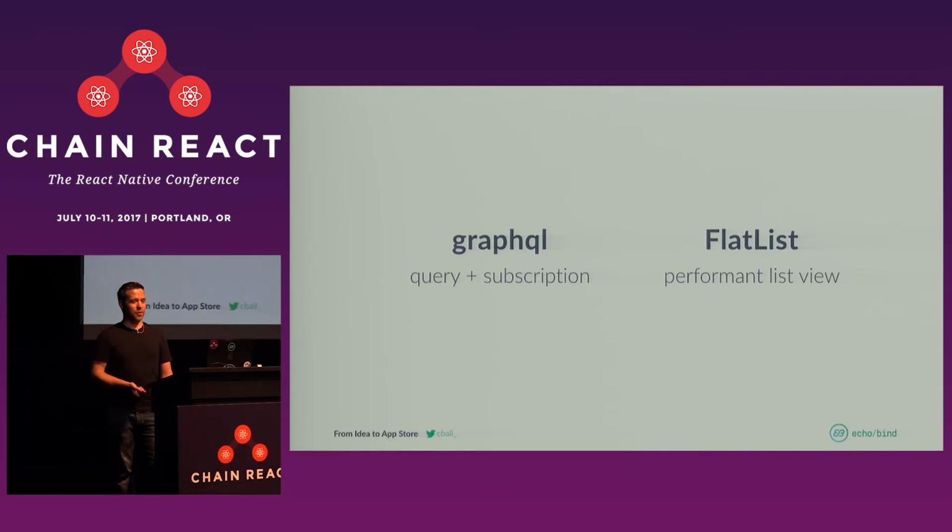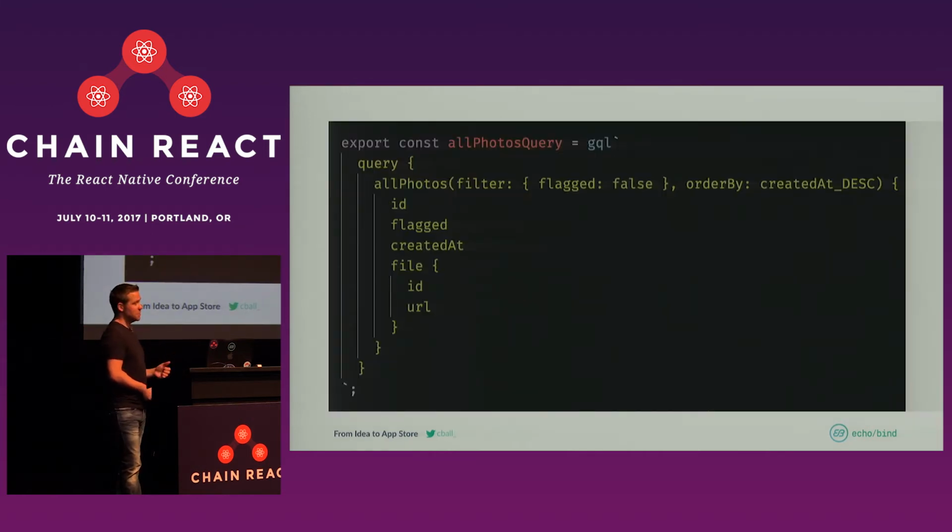Now, talking about the photo stream, here's kind of what that's built on. It's built with GraphQL. We're doing a query, and we're doing a real-time subscription. And there's also FlatList, which is powering the list of photos. We're going to be fetching the data once, and if you're on the screen, anything new comes over a WebSocket. And here's kind of what that looks like, just to give you an initial idea. We have an all photos query where we're filtering out the flagged items, and we're ordering by the created date, descending.